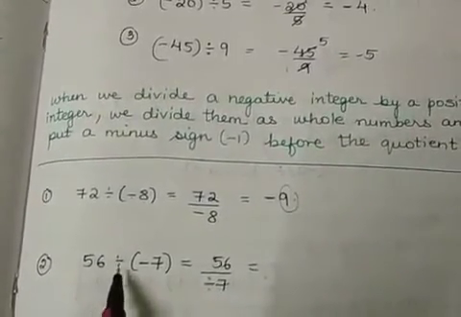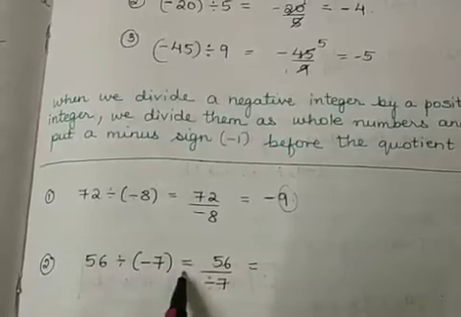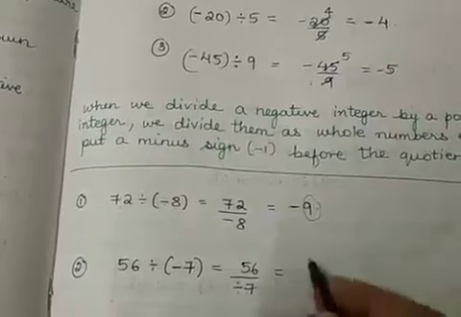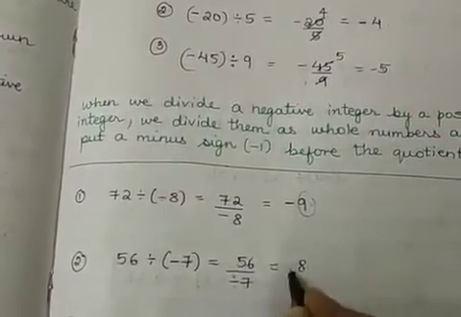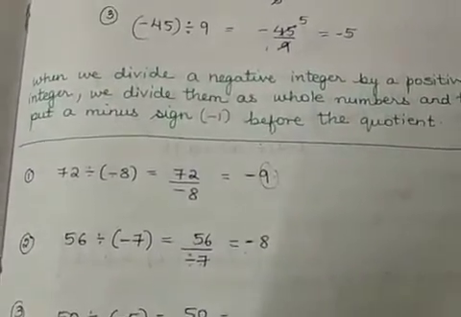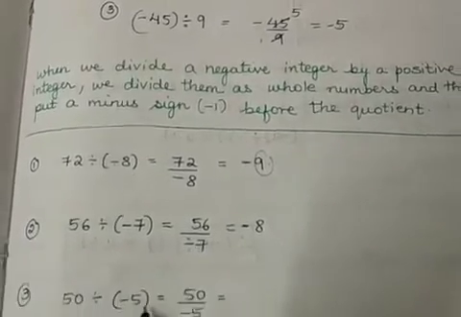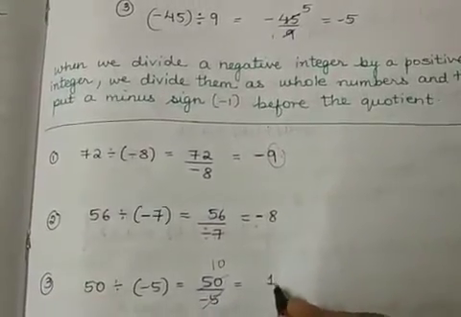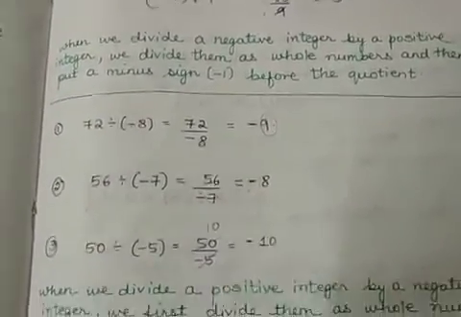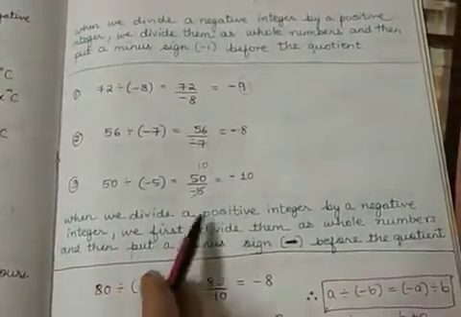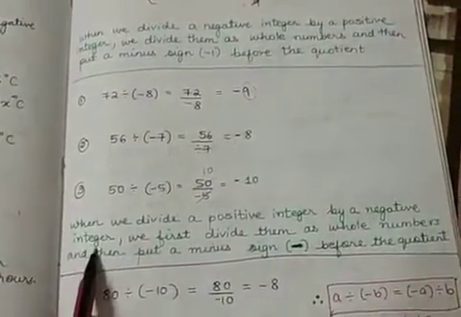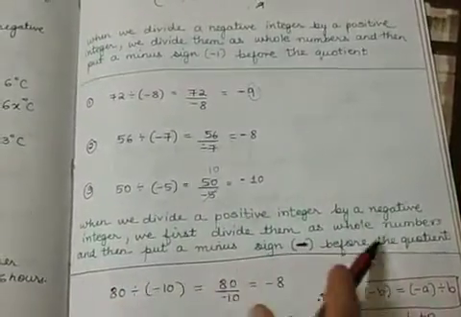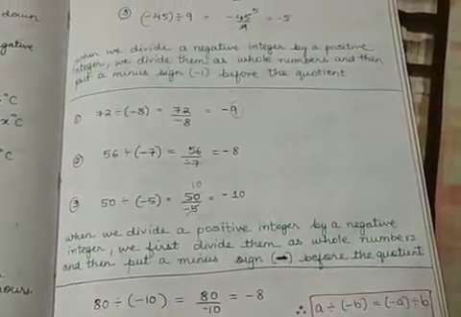Similarly, 56 divided by minus 7 will be equal to, first you divide 56 and 7. It is 7 8s are 56, so 8, and then you put the negative sign. What about 50 divided by minus 5? 5 10s are 50, so this is 10, and then you put the negative sign. So when we divide a positive integer by a negative integer, we first divide them as whole numbers and then put a minus sign before the quotient.